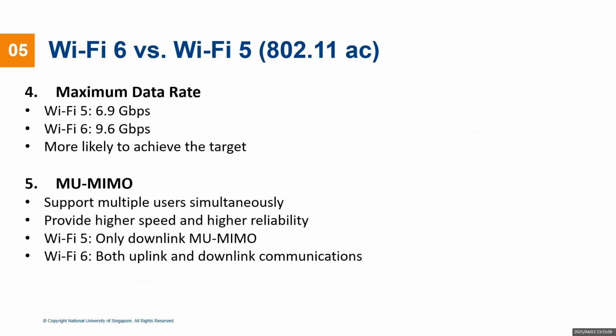And the final difference is shown in multi-user MIMO. Compared with traditional MIMO technology, multi-user MIMO can provide higher speed, higher reliability, and higher communication. Based on this, Wi-Fi 5 only supports downlink multi-user MIMO, while Wi-Fi 6 can support both the uplink and downlink communications.